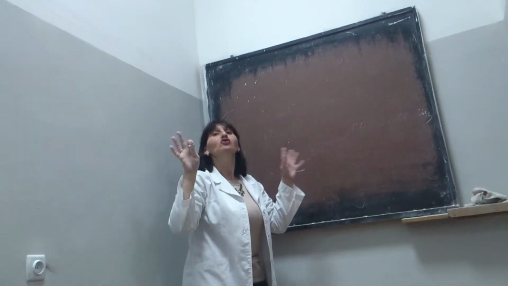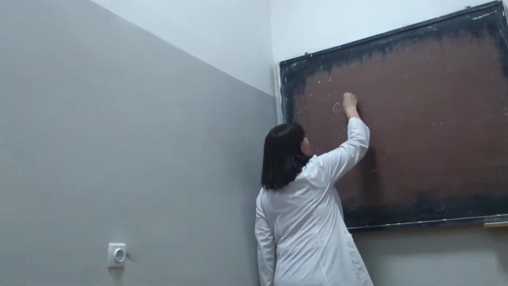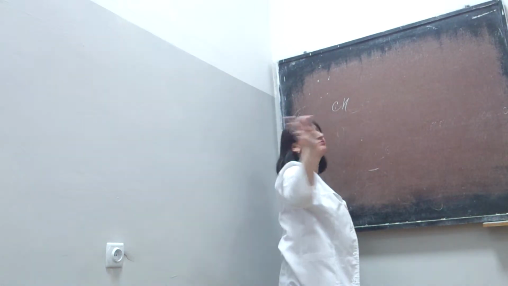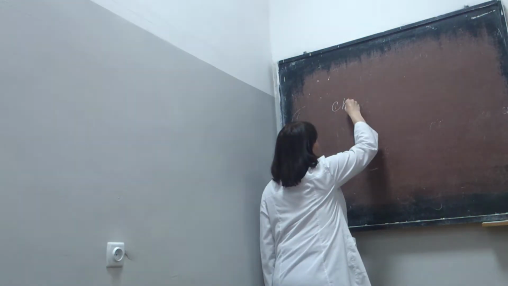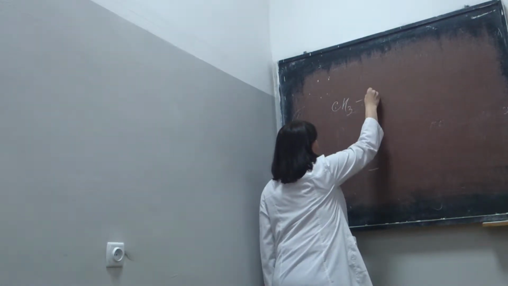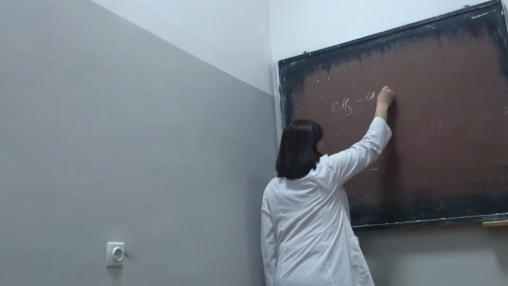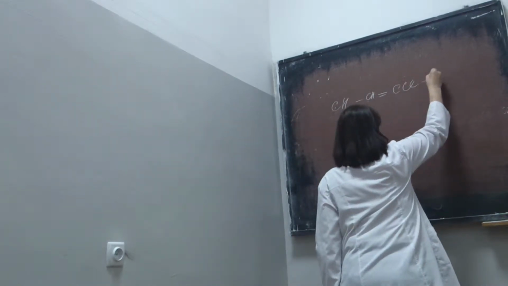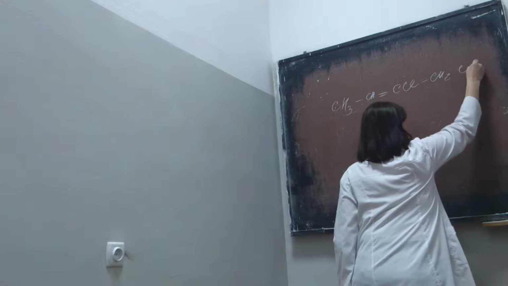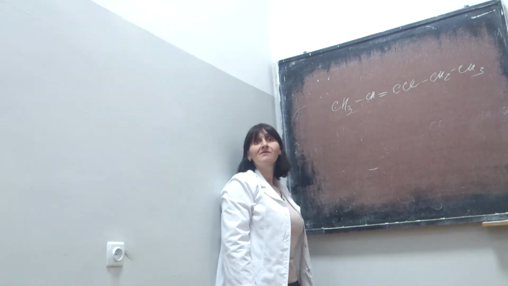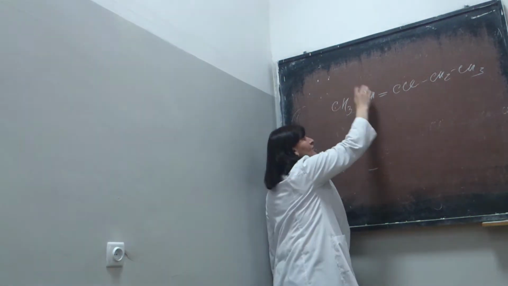Each carbon has two. Now I write one question, and please tell me, do you have cis-trans isomers here or not? For example, if you have CH3, CH2, CH3. What about this molecule?